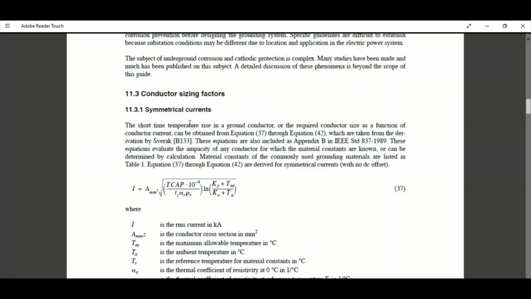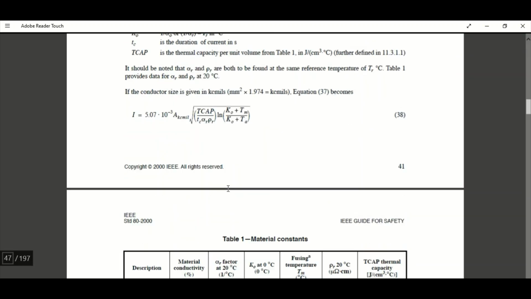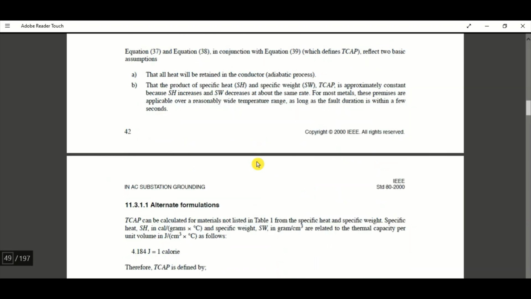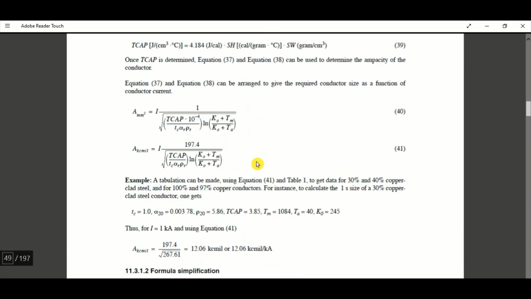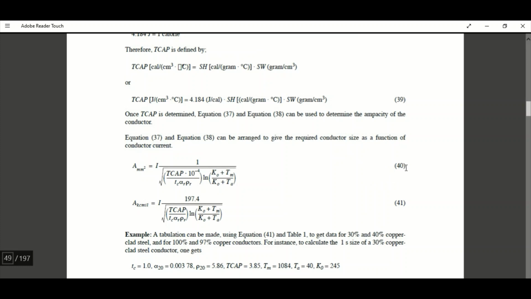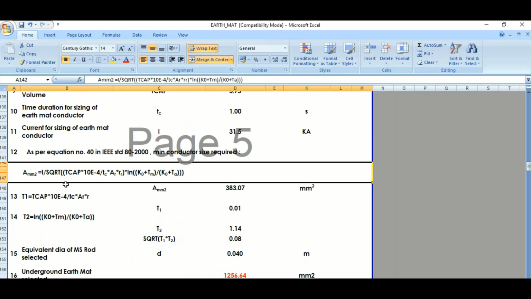If I show you IEEE 80, so this is equation number 37. Okay, so let's go to equation 40. Yeah, this is the equation 40. So here A means conductor cross section in square mm, so that will be calculated based on this formula. The same is written here in this formula.